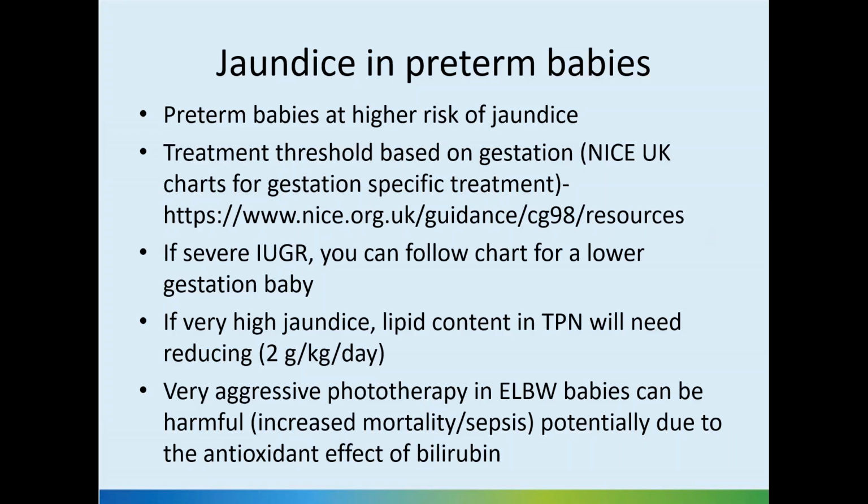And in premature babies, we have to remember that they have a higher risk of jaundice due to the factors we discussed earlier. The treatment threshold should be based on the gestation. One useful reference for the preterm babies is the NICE UK charts, where you get gestation-specific guidelines, and this is a link for that. If the baby has severe IUGR, I would suggest using a chart for a lower gestation age.